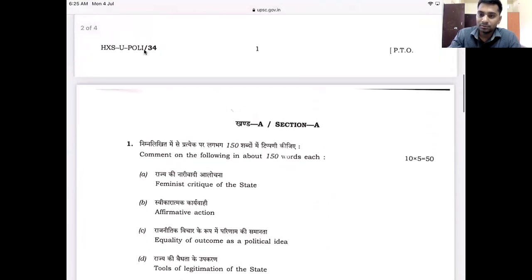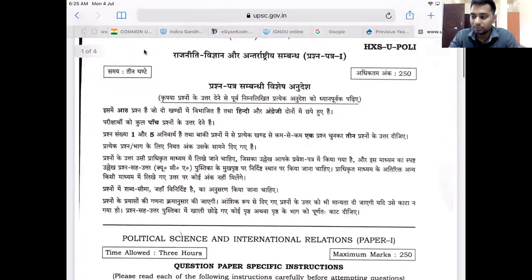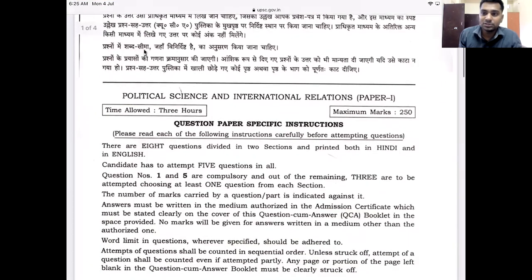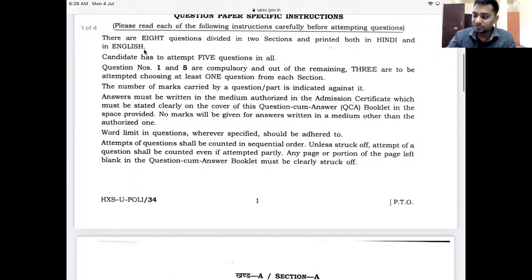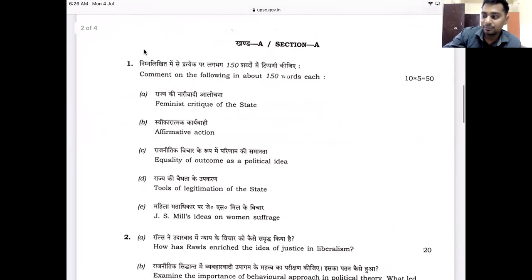Those who are freshers, look at how the syllabus will be framed or what you have to write in optional. In optional, there will be 8 questions divided into 2 sections, printed both in Hindi and English. So there will be 2 sections, section A and section B. Just like paper 1 contains section A and section B, here also the entire paper will be section A and section B. Section A deals with the syllabus of section A, section B deals with the syllabus of section B. Section A means here also the same as paper 1 section A. This is what they mean to say.